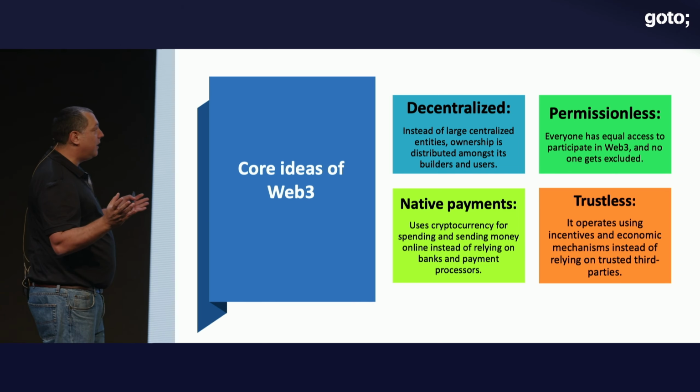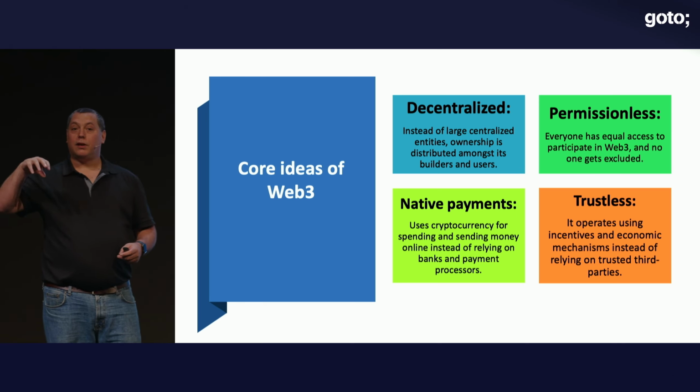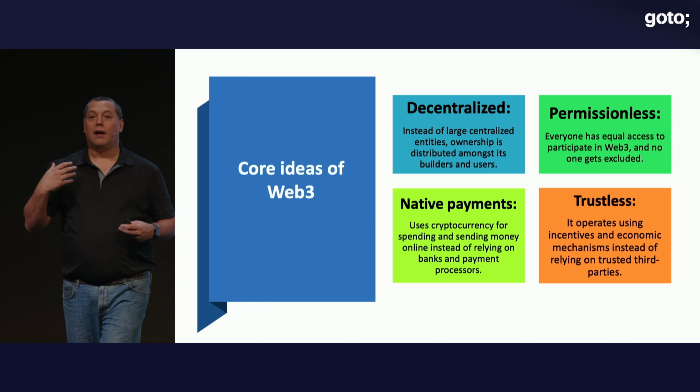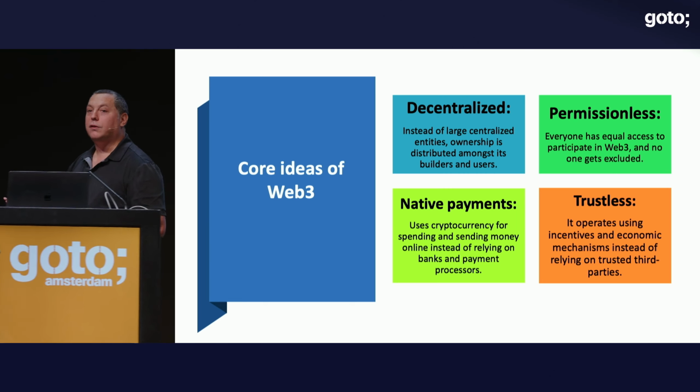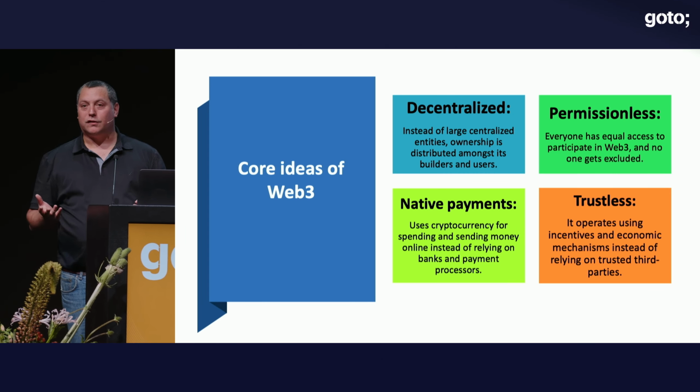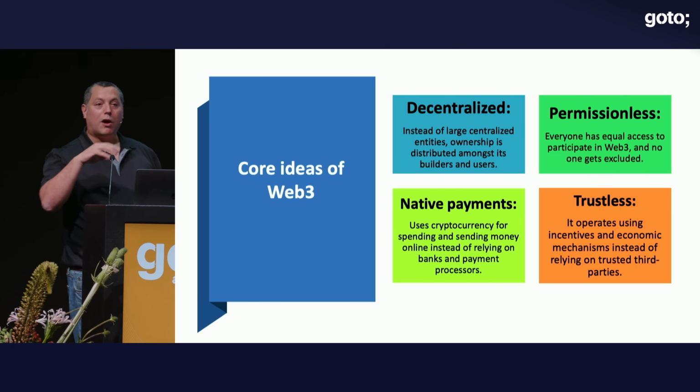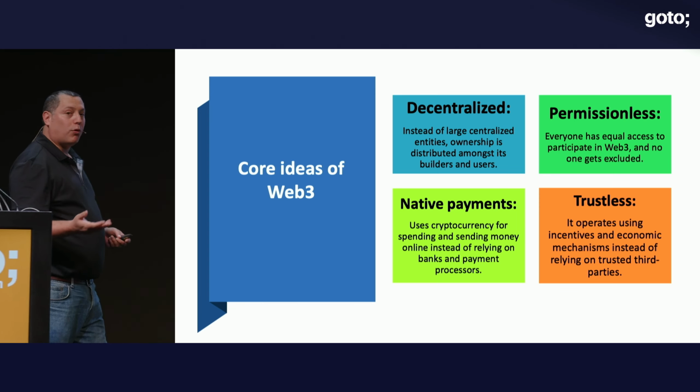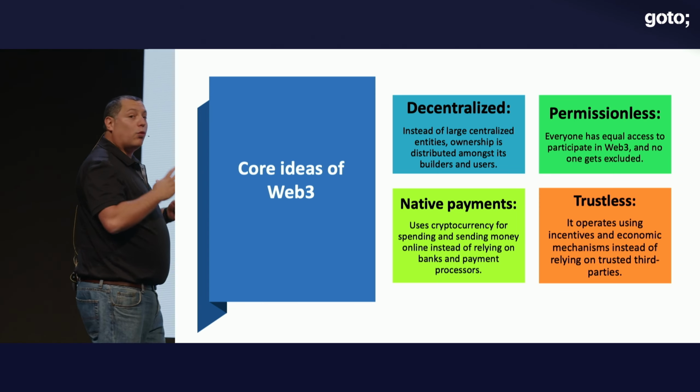So there are four main pillars for Web3 core concepts, if you will. It is decentralized, so instead of large centralized entities, ownership is distributed by people. It's basically whoever wants to can take part in this chain because it's permissionless, or at least the blockchain that we choose to use can be permissionless, and that's where we are aiming.